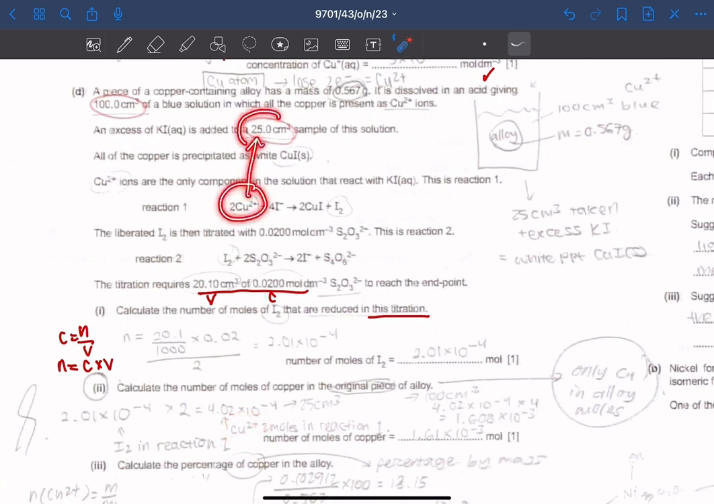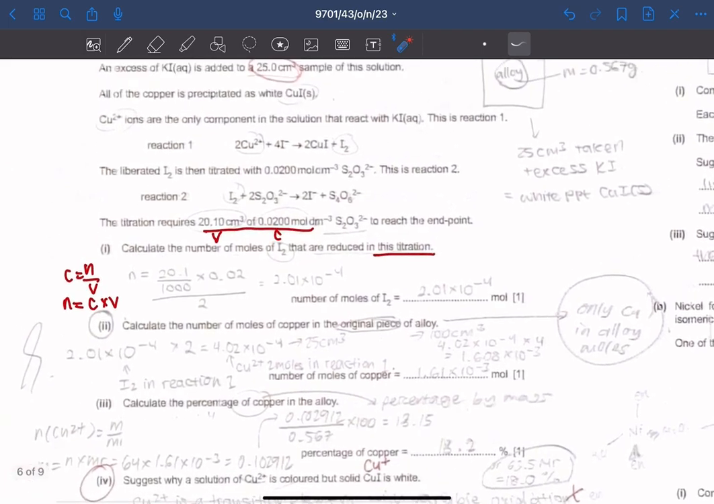which is in terms of a volume of 25 cm³. We want to find the alloy, which is in 100 cm³. So from 25 to 100 cm³, we would multiply it by 4. So the mole of Cu²⁺ times 4 will form 1.608 times 10 power negative 3, which is the number of moles of copper in the original alloy, which is in the 100 cm³ volume. So we get 1.61 times 10 power negative 3.